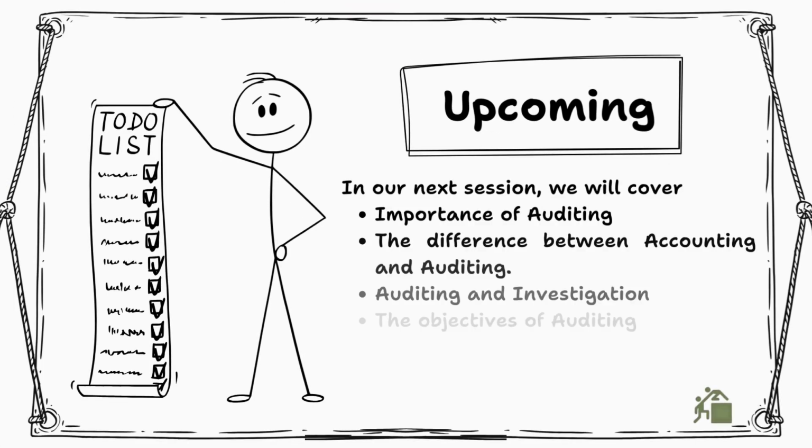And that concludes today's session. Today we have learned what is the meaning of auditing, what its definition is, what its characteristics and scope are, and we have got answers to certain questions. In our next session, we will cover the importance of auditing, the difference between accounting and auditing and investigation, and the objectives of auditing.